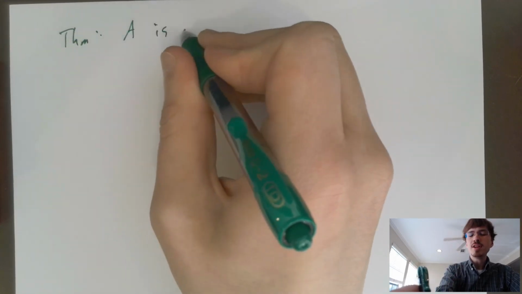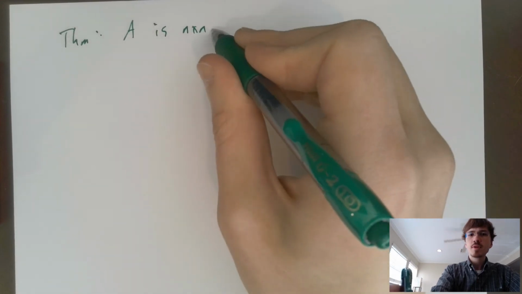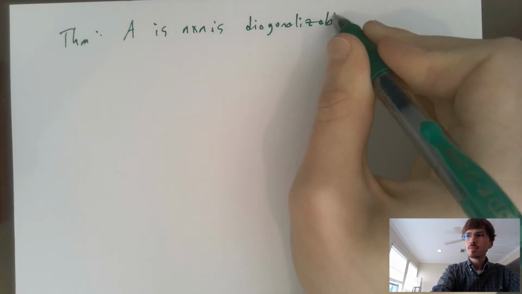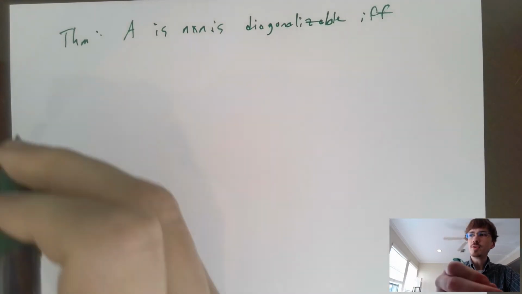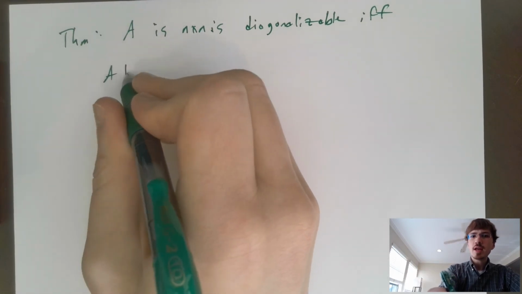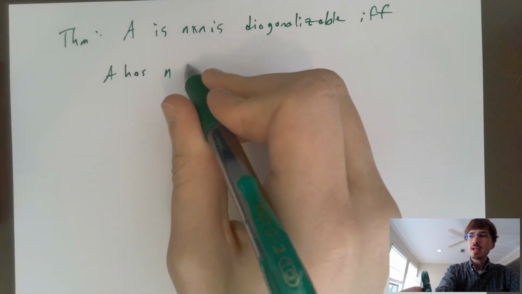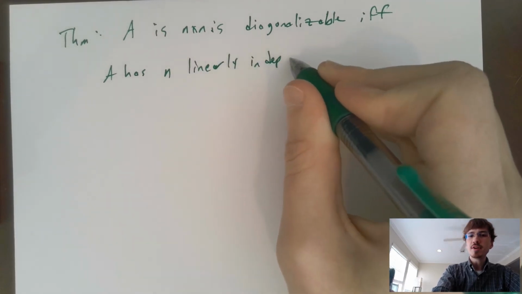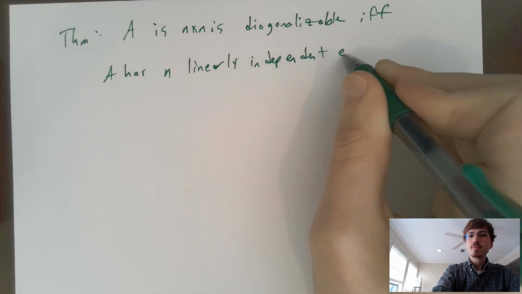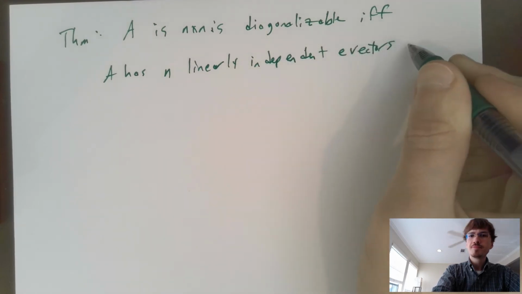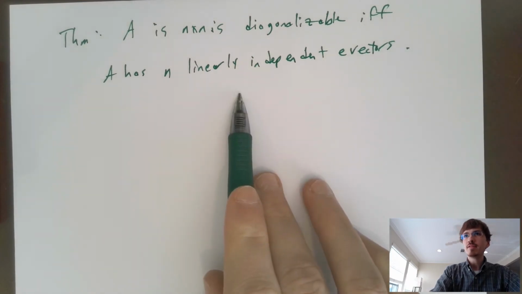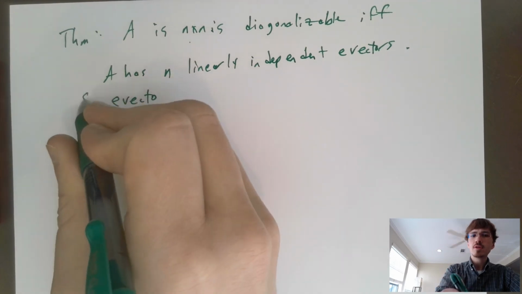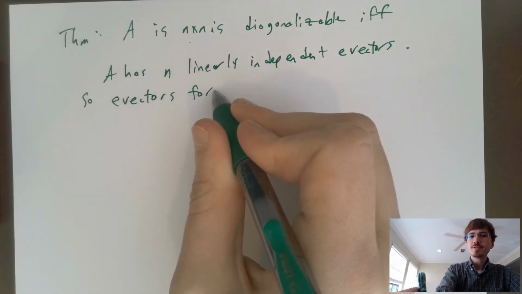If A is an n by n matrix, this thing is diagonalizable if and only if, so it's both directions, A has n linearly independent eigenvectors. And if we have n linearly independent eigenvectors in Rn, that means that the eigenvectors form a basis.